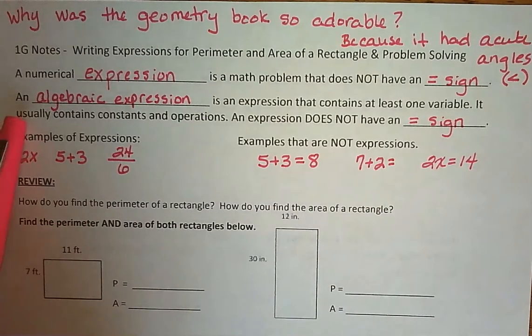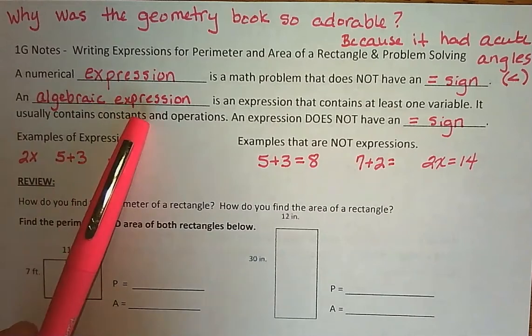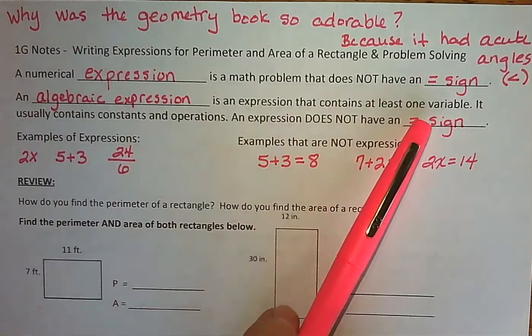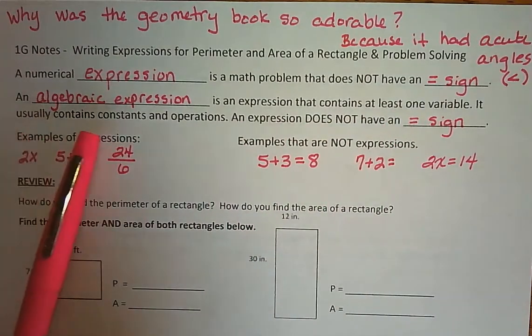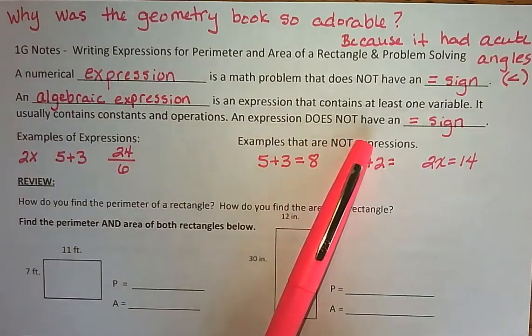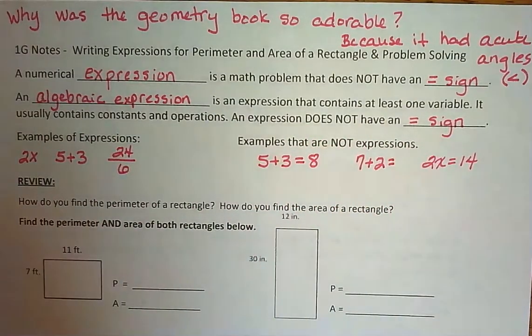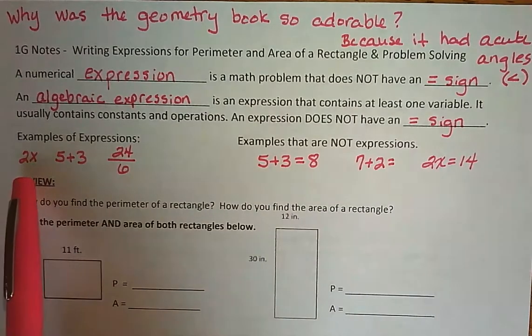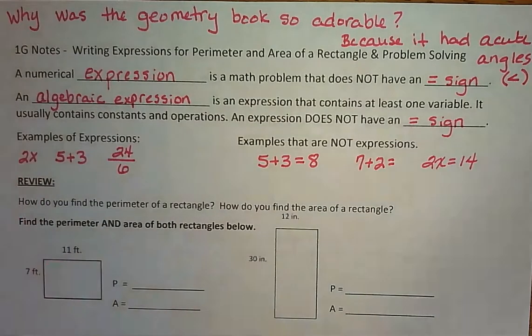We're going to move on then to an algebraic expression. An algebraic expression is an expression that contains at least one variable. It usually contains constants and operations, but it does not have an equal sign. So here's an algebraic expression. It has a variable. This is 2 times x. The variable is x. The 2 is the constant or the coefficient there. And then we can see that the operation there would be multiplication.